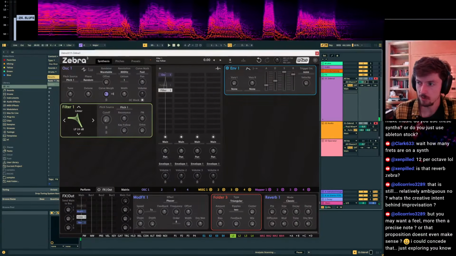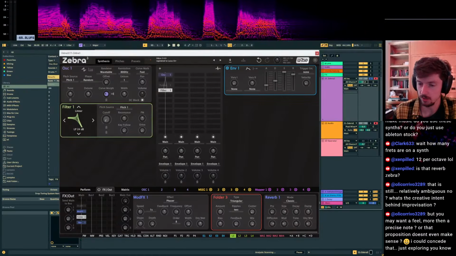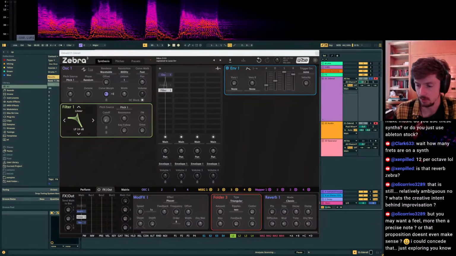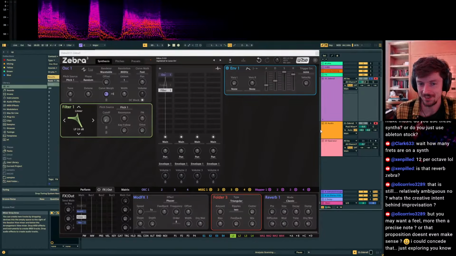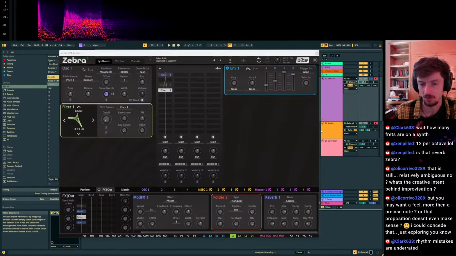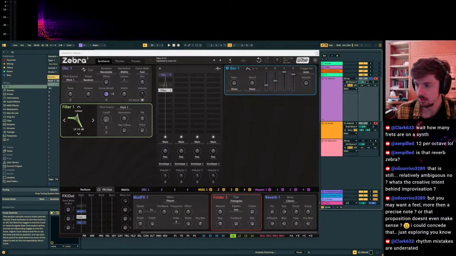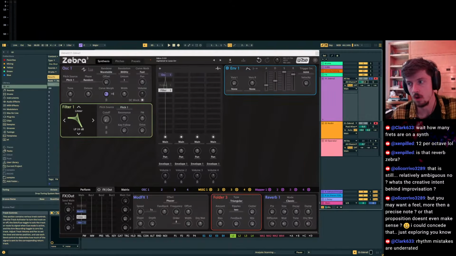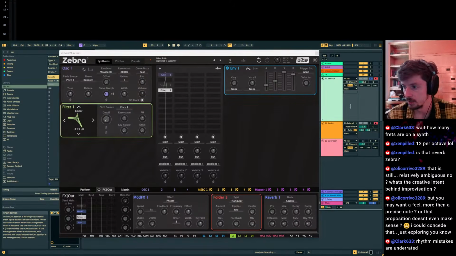Liminal says, I wonder if you can make a haptic bass where you could feel the frets, but it's fretless. Yeah, I bet, probably. Like some braille kind of tiny little bumps or something to indicate the frets. That's not a bad idea. I mean, usually they'll put visual indicators of some sort, so you'll know, oh, that's where the target interval is, but you still have to look at it for a while to be able to do it correctly and then build muscle memory. But you may want a feel more than a precise note, or that proposition doesn't even make sense.